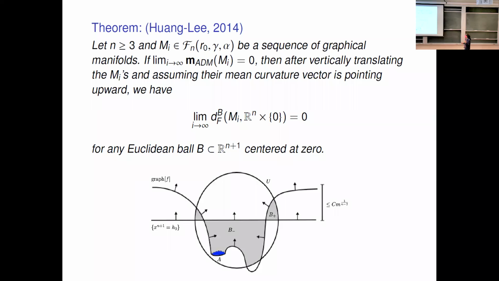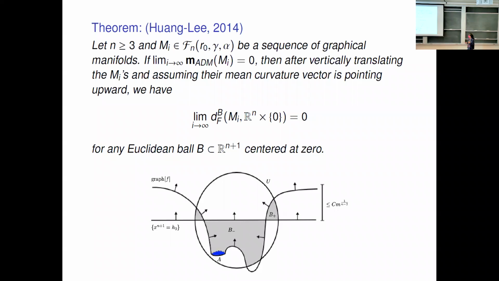And you want to take flat distance here, and if you know about flat distance, it only requires putting some good orientations and then calculating the volume of B minus, B plus, and A. And why can we ensure that this converges to 0? Well, the trick is the following.